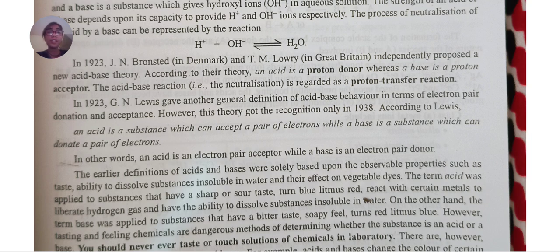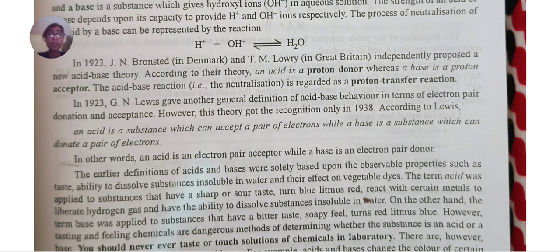In other words, an acid is an electron pair acceptor while a base is an electron pair donor. The earlier definitions of acids and bases were solely based upon observable properties such as taste, ability to dissolve substances insoluble in water, and their effect on vegetable dyes. The term acid was applied to substances that have a sharp or sour taste, turn blue litmus red, react with certain metals to liberate hydrogen gas, and have the ability to dissolve substances insoluble in water.